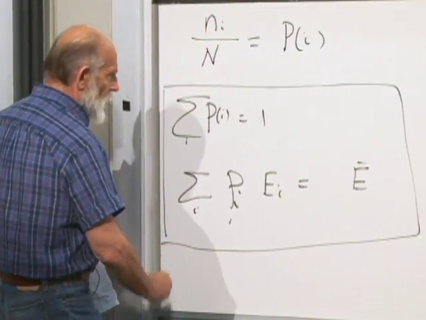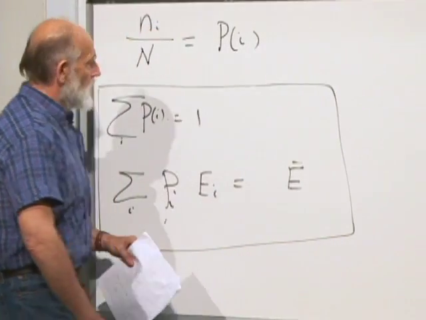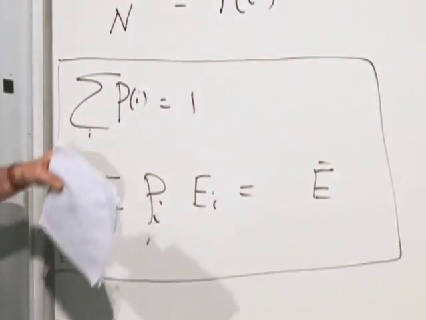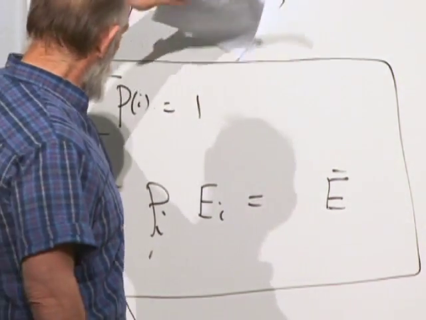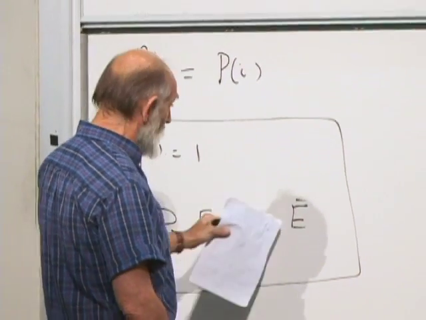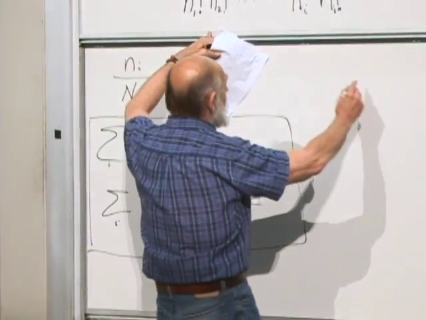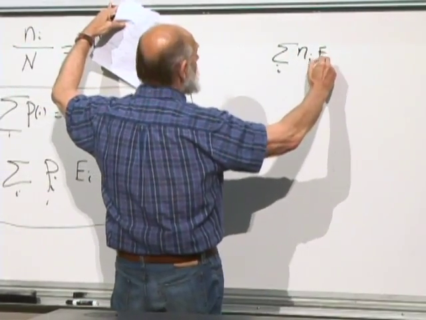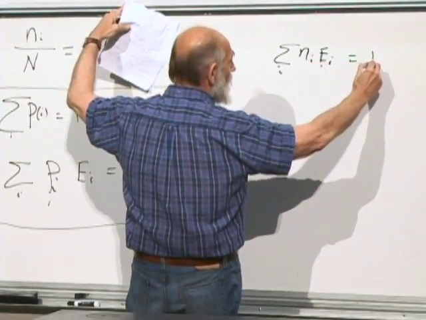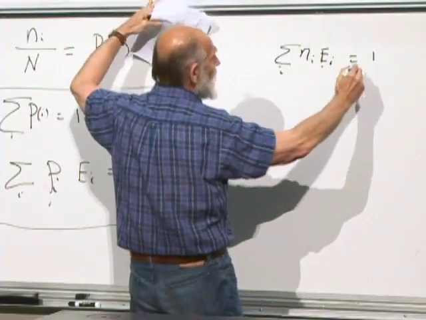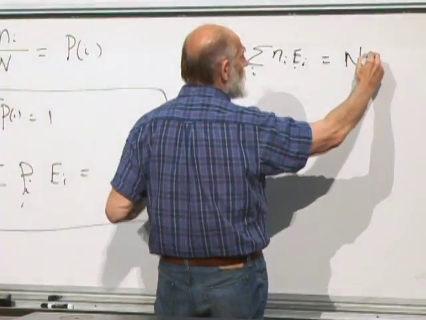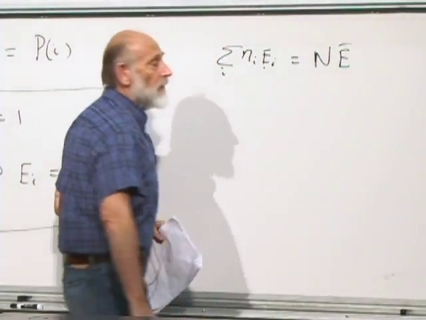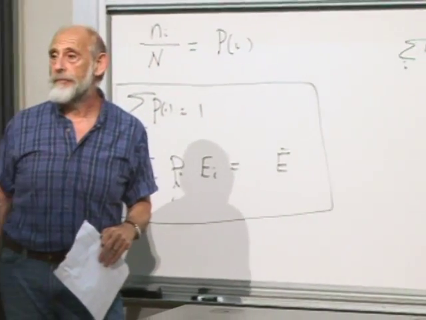Is that the total energy? No. Okay, let's go back over it again. The right-hand side is not the total energy. We started with the sum over I of n sub I e sub I equal to the total energy, but the total energy is capital N times the energy of any box. Oh, energy, okay. Yes. And then we divide it by capital N.